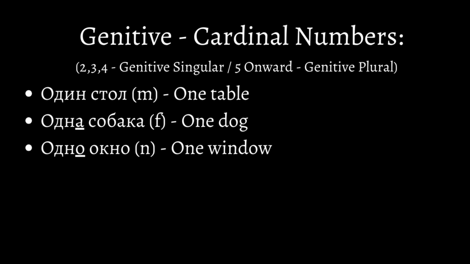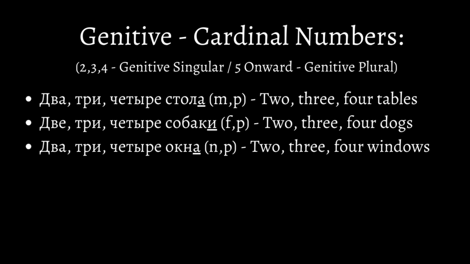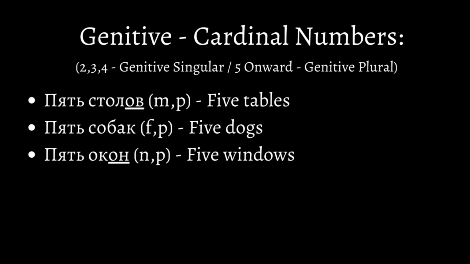Now, let's write them in 2, 3, and 4. 2, 3, 4 стола, 2, 3, 4 собаки, 2, 3, 4 окна. In this case, the nouns all take the singular genitive form under the correct genders. The only difference is that in the feminine noun, собака, 2 changes to 2, and it's a simple spelling rule. Now, let's write them in 5 onward. 5 столов, 5 собак, and 5 окон.